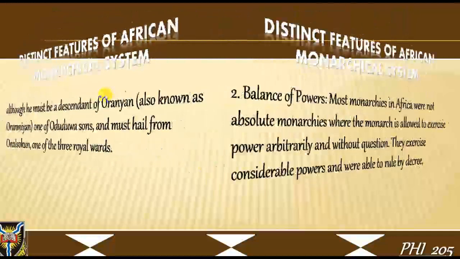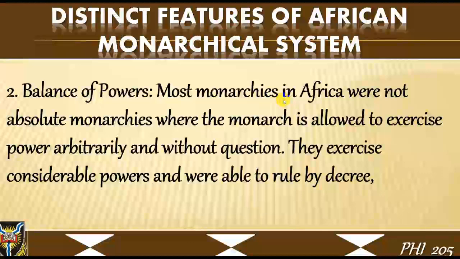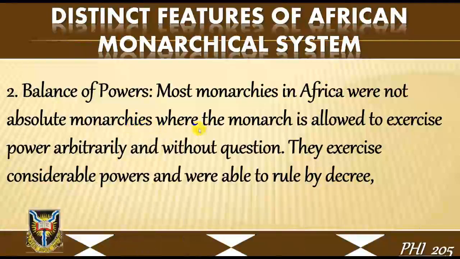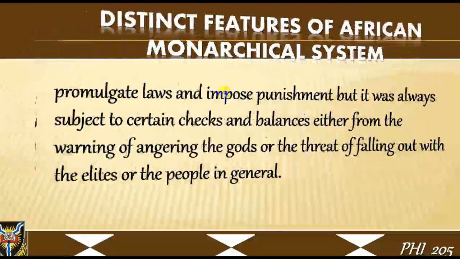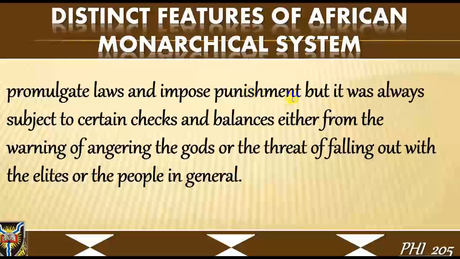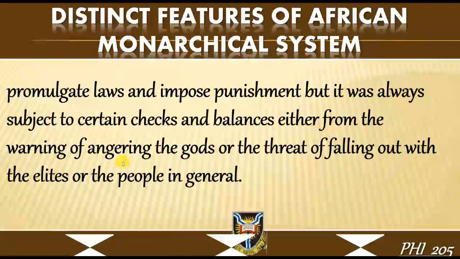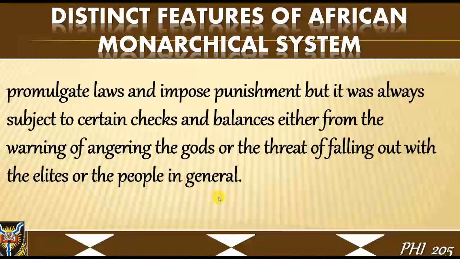Balance of powers. Most monarchies in Africa were not absolute monarchies, where the monarch is allowed to exercise power arbitrarily and without question. They exercised considerable powers and were able to rule by decree, promulgate laws and impose punishment, but it was always subject to certain checks and balances, either from the warning of angering the gods or the threat of falling out with the elites or the people in general.